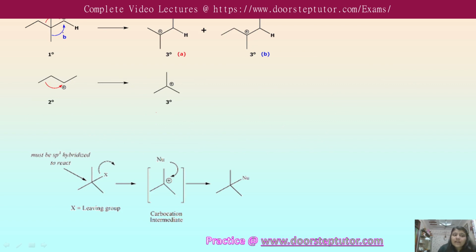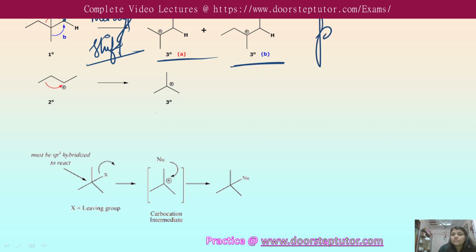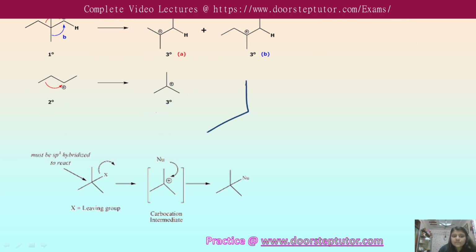Next, we have a primary carbocation. It is converting into tertiary carbocation by methyl shift, or this. So both the carbocations are forming. Either we can move this way or this way, so you have to draw the possibilities as well. Draw as many possibilities as you can. Secondary carbocation is converting into tertiary carbocation. So it's a general mechanism.